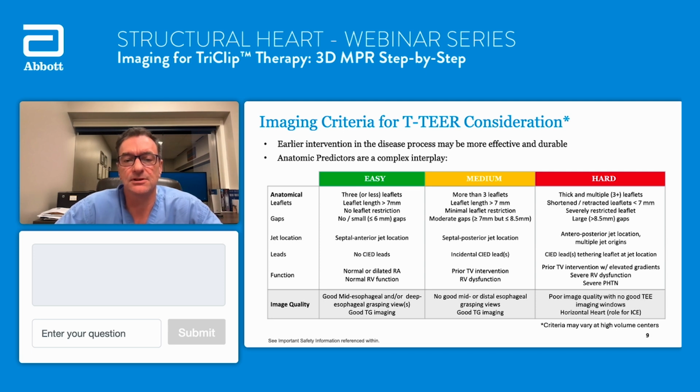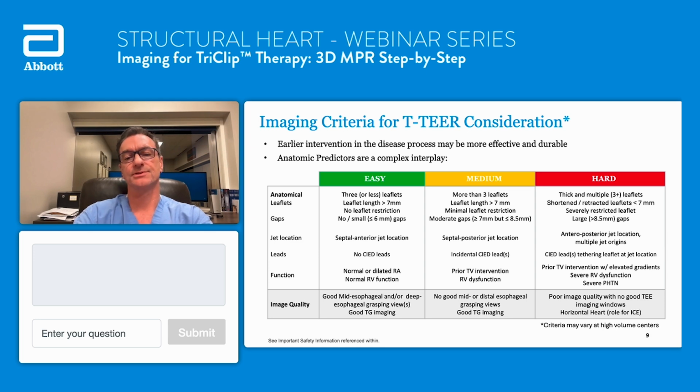The harder ones, as you can imagine, have more leaflets, greater length that is still greater than 7, but a gap that now starts getting bigger, larger than 7 millimeters. Septal posterior as your landing zone tends to be a little more challenging. Leads, and the artifact, shadows and catheter interaction that leads sometimes create, are absolutely concerns and make cases more challenging. Then when your imaging gets limited, if you don't have a good mid-esophageal or distal esophageal view, you eventually have to have some sort of grasping view, but that's where it gets challenging. And then of course the hardest ones were multiple leaflets, short leaflets, very large gaps.